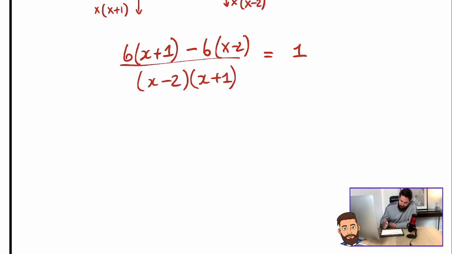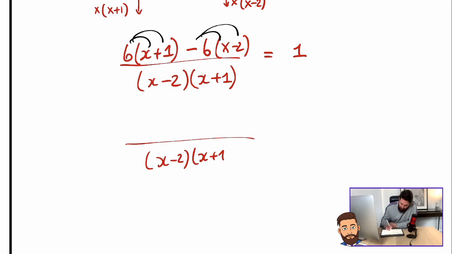So we can tidy up the top now. We've got a common denominator. We can tidy up the top. We're going to start by expanding out both of our brackets. So we've still got x minus 2 and x plus 1 on the bottom, still equaling 1. If we expand out the top bracket, we've got 6 times x and 6 times 1. So that is 6x plus 6 for that bit. And I'll just highlight this so you can see where it's coming from.